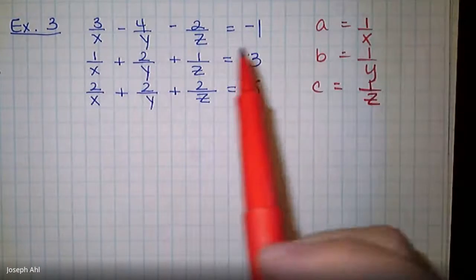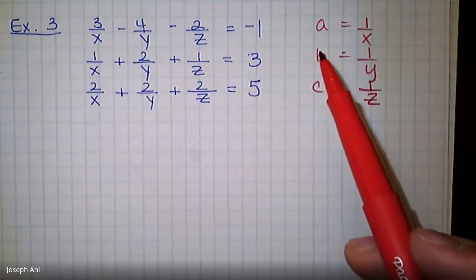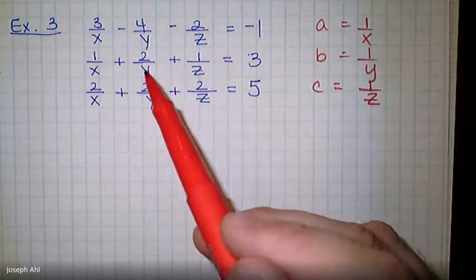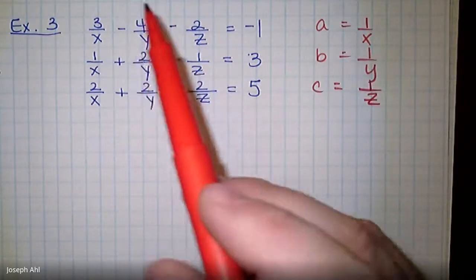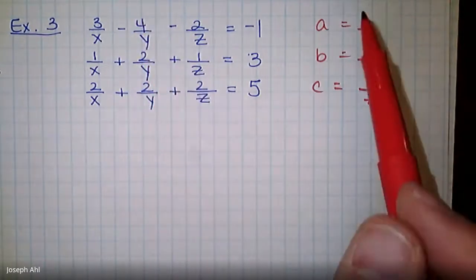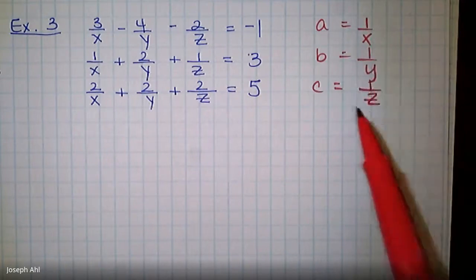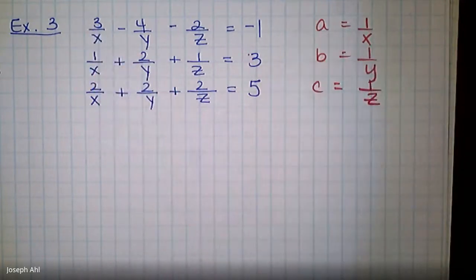I've had students suggest other things in the past. Like, for example, could I call b 2 over y? Because we see 2 over y here and here. And the answer is yes. You just have to think carefully then about what 4 over y becomes. But just to make my life pretty easy, I'm going to make 1 over x, 1 over y, and 1 over z equal to a, b, and c.